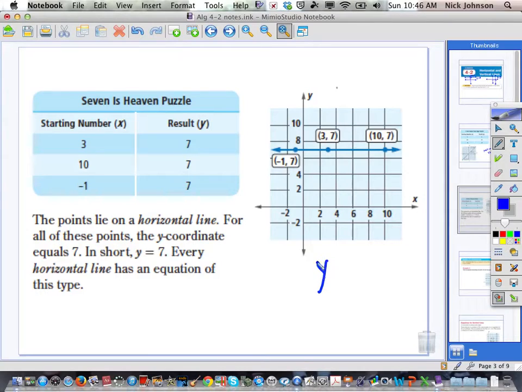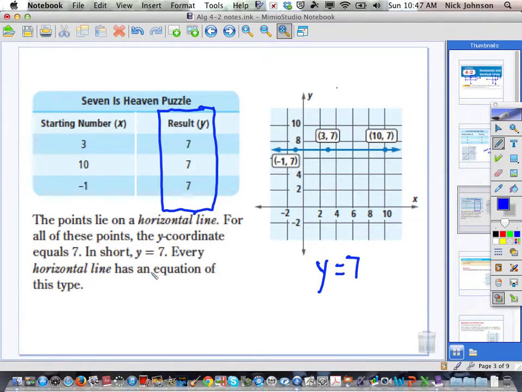Horizontal lines start with y equals. And if you notice, if you have points on the line, it's y equals because every single number is the same on the y. Okay? Every single number is the same on the y. So it's y equals 7, because that's the number that it goes through. This is a horizontal line at 7. It says the points lie on a horizontal line. For all these points, the y-coordinate equals 7, as I stated. In short, y equals 7. Okay, horizontal line equals 7.